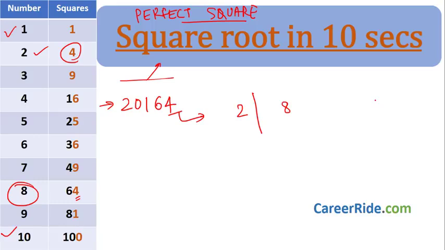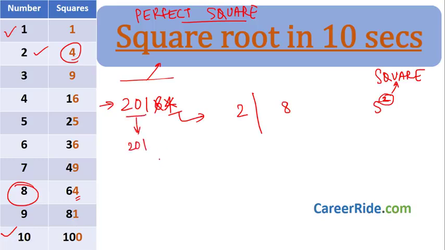Now generally, how do we write 5 square? We write 5 raised to 2. So the number 2 is related to square. So discard the last 2 digits of the given number. Only consider the remaining ones. So we'll not consider 64. We'll consider only 201.